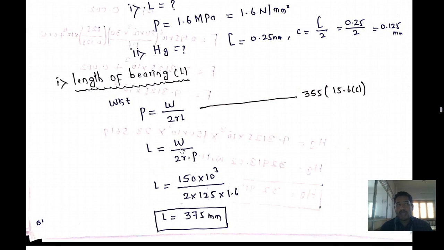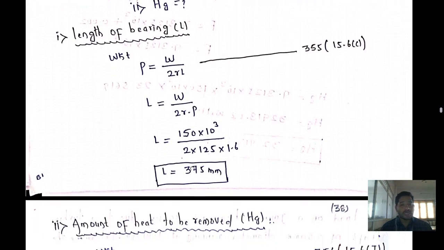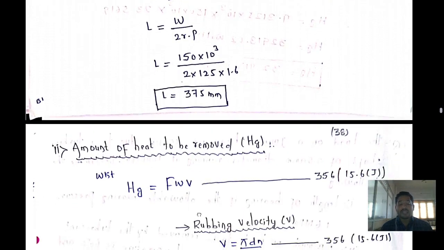The load acting on the bearing is 150 into 10 power of 3. 2 into radius, which is 125 given here, into pressure, which is 1.6. If you divide the whole value, you will get the answer 375 mm. This 375 mm indicates the length of the bearing.